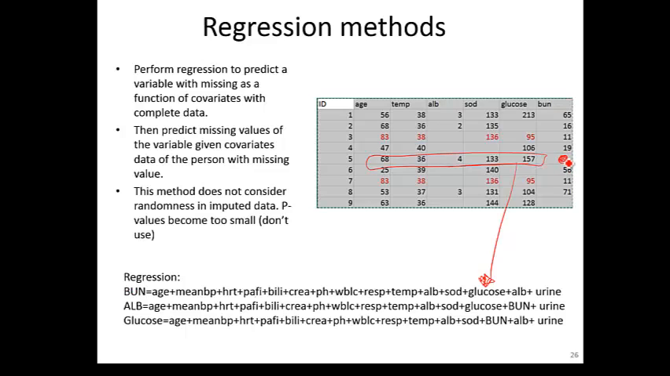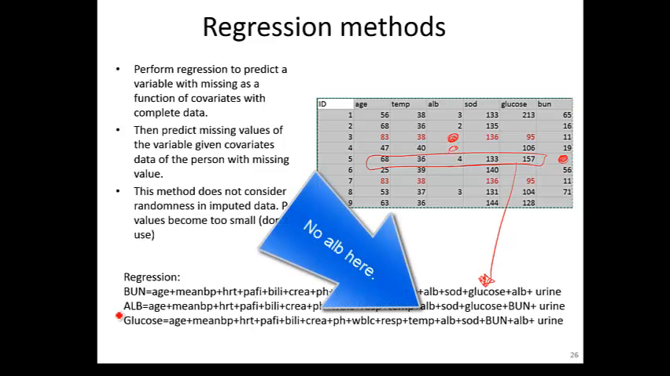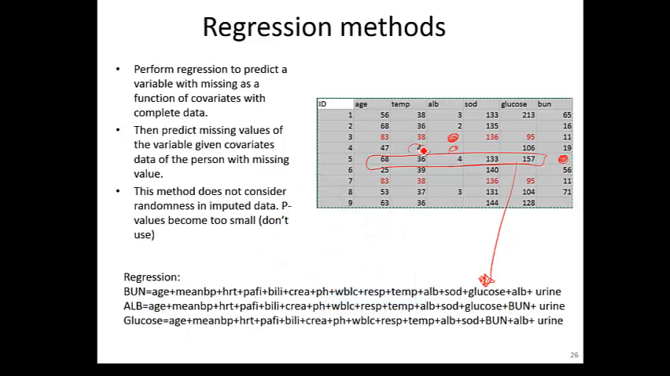And then you do the same for albumin. If you want to impute missing albumin level, you do the regression where albumin is the outcome variable. And then after you get the formula, you plug in the values that are not missing for that person whose albumin you want to impute.